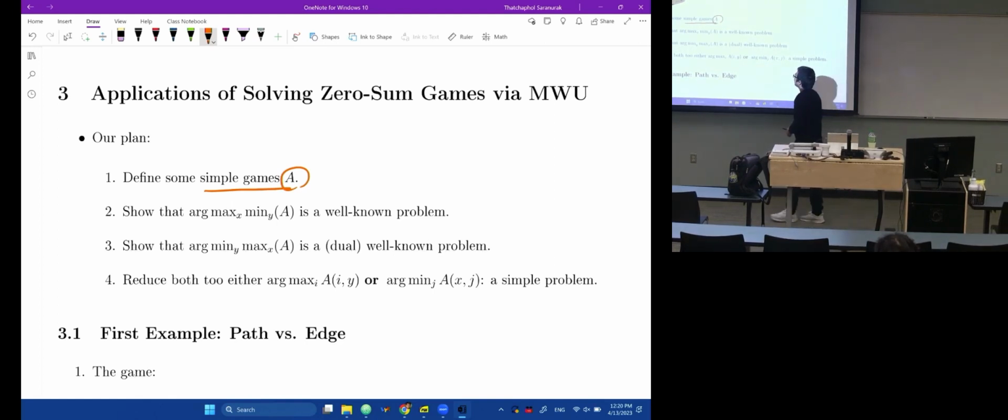So given some game, you get a nice problem that is important, and to solve both of the problems it is enough to solve one of the argmax or argmin problems, a problem with just one quantifier, which will be much simpler. It means that it's enough to solve some simple problem to get a solution for these two nice, bigger, harder problems. Okay. So let's start with the first game today.